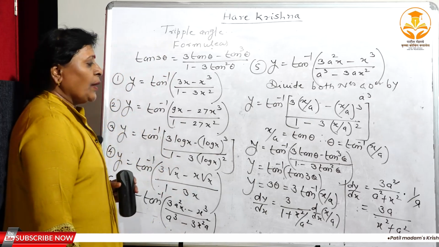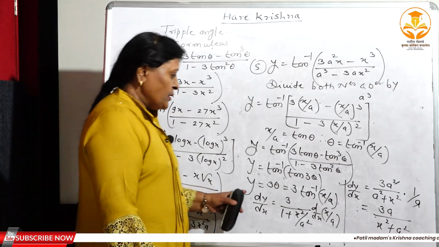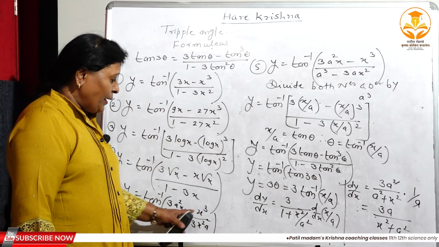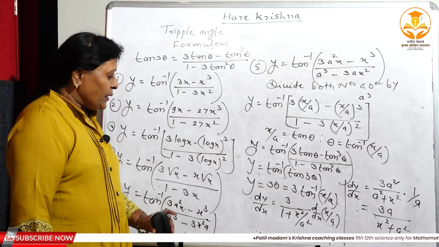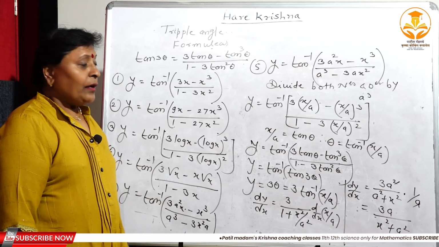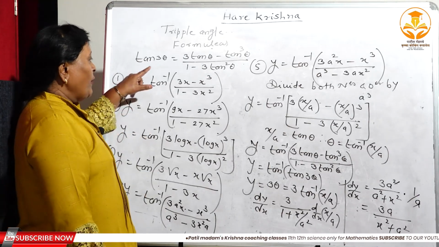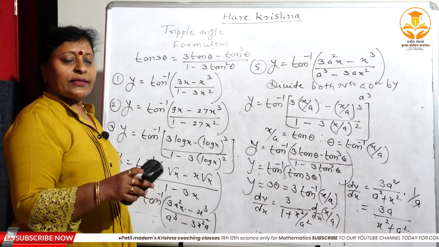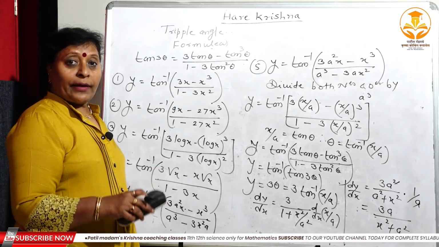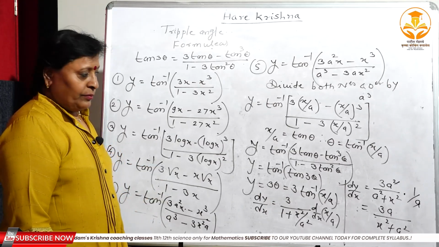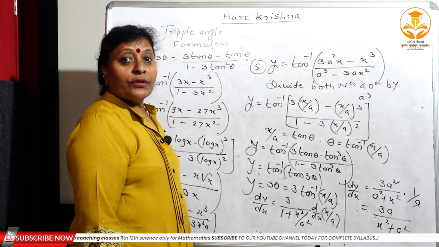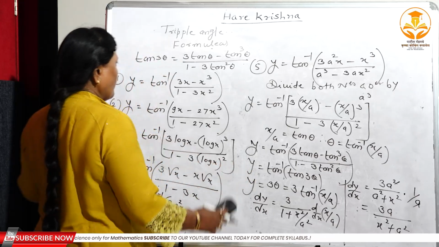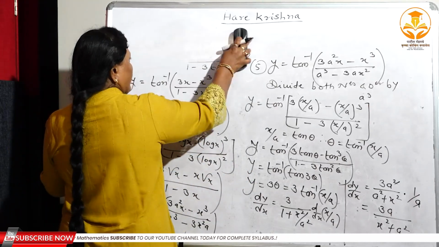Right? So this is about the problem, that is the fifth one, tan inverse of 3a square x minus x cube divided by a cube minus 3x square a. Isn't it? So I have completed sin 2 theta, tan 2 theta, cos 2 theta, sin 3 theta, cos 3 theta, tan 3 theta. Right? Now we have to do some unusual ones. See what the unusual problems are here. Right? Now see, unusual.